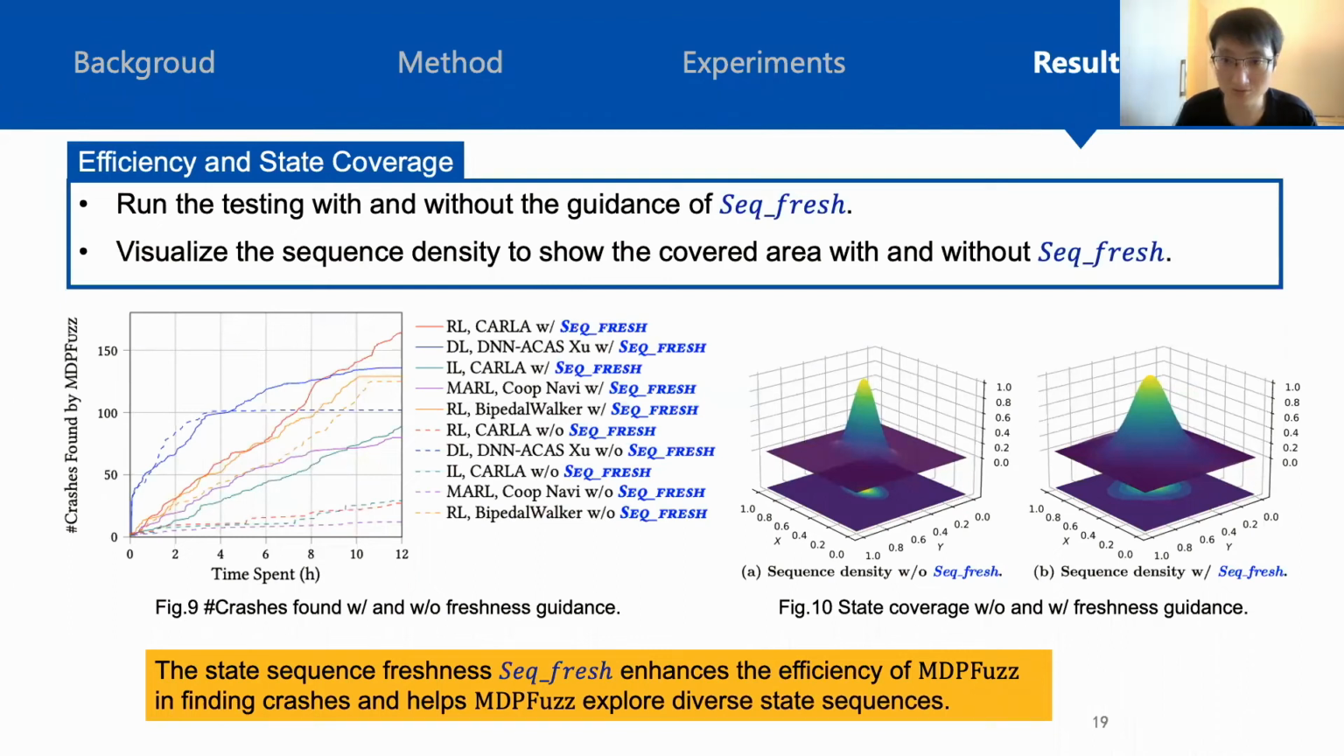And also, as shown in figure 10, the found sequences result in a larger covered area in the estimated distribution compared to the distribution without sequence fresh. This further indicates that with sequence fresh, MDPFuzz is able to increase the diversity of the covered sequences. The results prove that sequence fresh is efficient and can help MDPFuzz to cover more diverse state sequences.